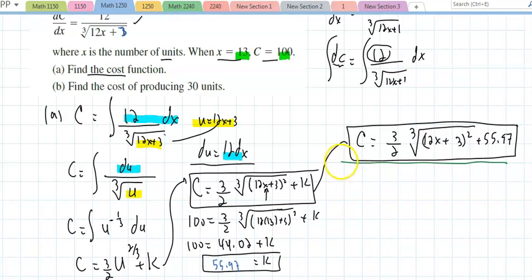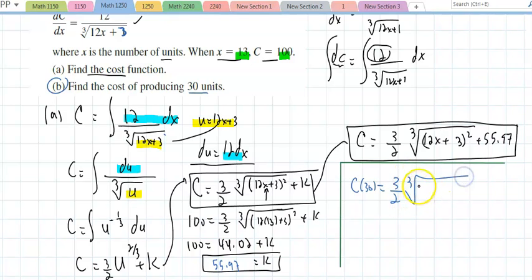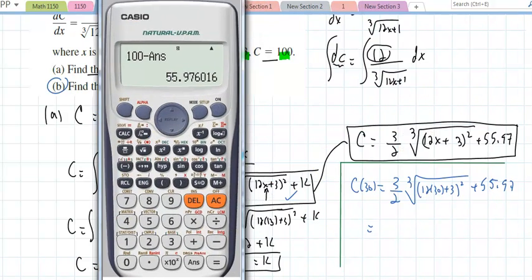In part B, they're asking, find the cost of producing 30 units. The cost of producing 30 units is 3/2 cube root of 12 times 30 plus 3 squared plus 55.97. Now, I did the previous problem a step at a time. Here, I'm going to do the whole thing one shot.